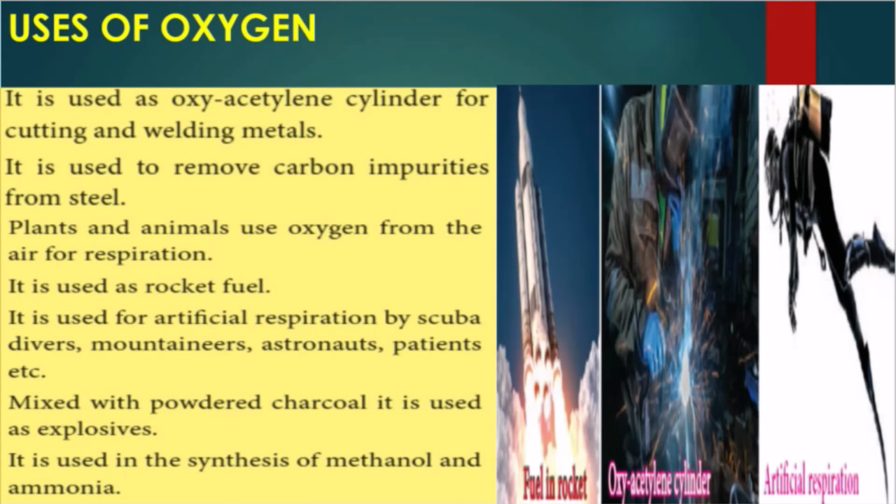Uses of oxygen. Oxygen is used in the oxyacetylene torch for cutting and welding metals. It is used to remove carbon impurities from steel. Plants and animals use oxygen from the air for respiration. Oxygen is used as rocket fuel. It is used for artificial respiration by scuba divers, mountaineers, astronauts, patients, etc. Mixed with powdered charcoal, it is used as an explosive. It is used in the synthesis of methanol and ammonia.